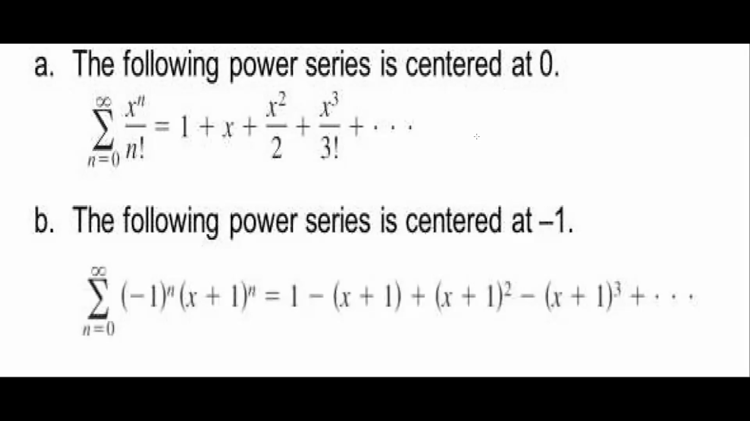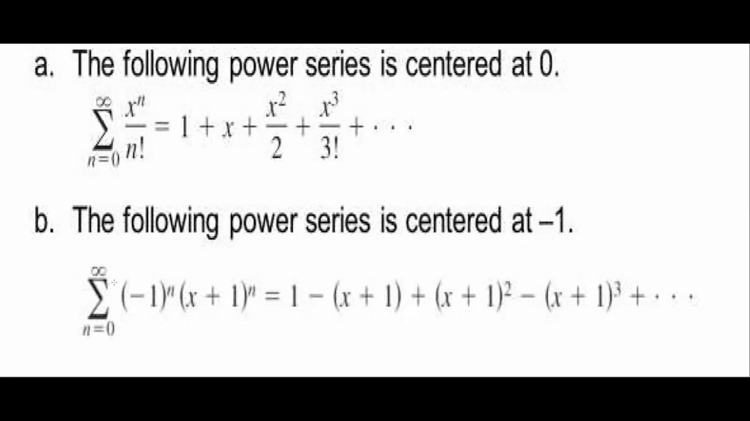And another one I have given as around the number -1. This is given as summation n equal to 0 to infinity minus 1 to the power n into x plus 1 whole to the power n. Here we can see that the coefficient of this power series, that is a_n, is equal to -1 whole to the power n. So when n is an odd number, it will give you -1. Otherwise, when n is even, it will give you +1.